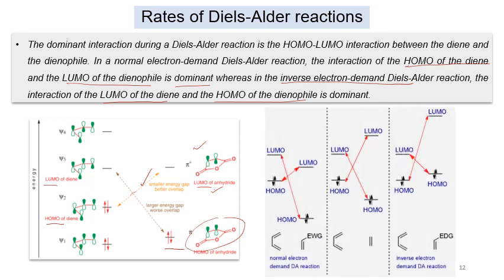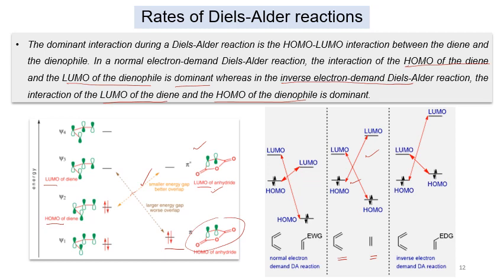As you can see here, if you start off with butadiene and simple ethylene, the gaps are more or less comparable. So this gap is more or less comparable to this gap. Therefore, this particular transformation is not very efficient. Normally, this transformation needs very high temperature and pressure to form a cycloadduct.